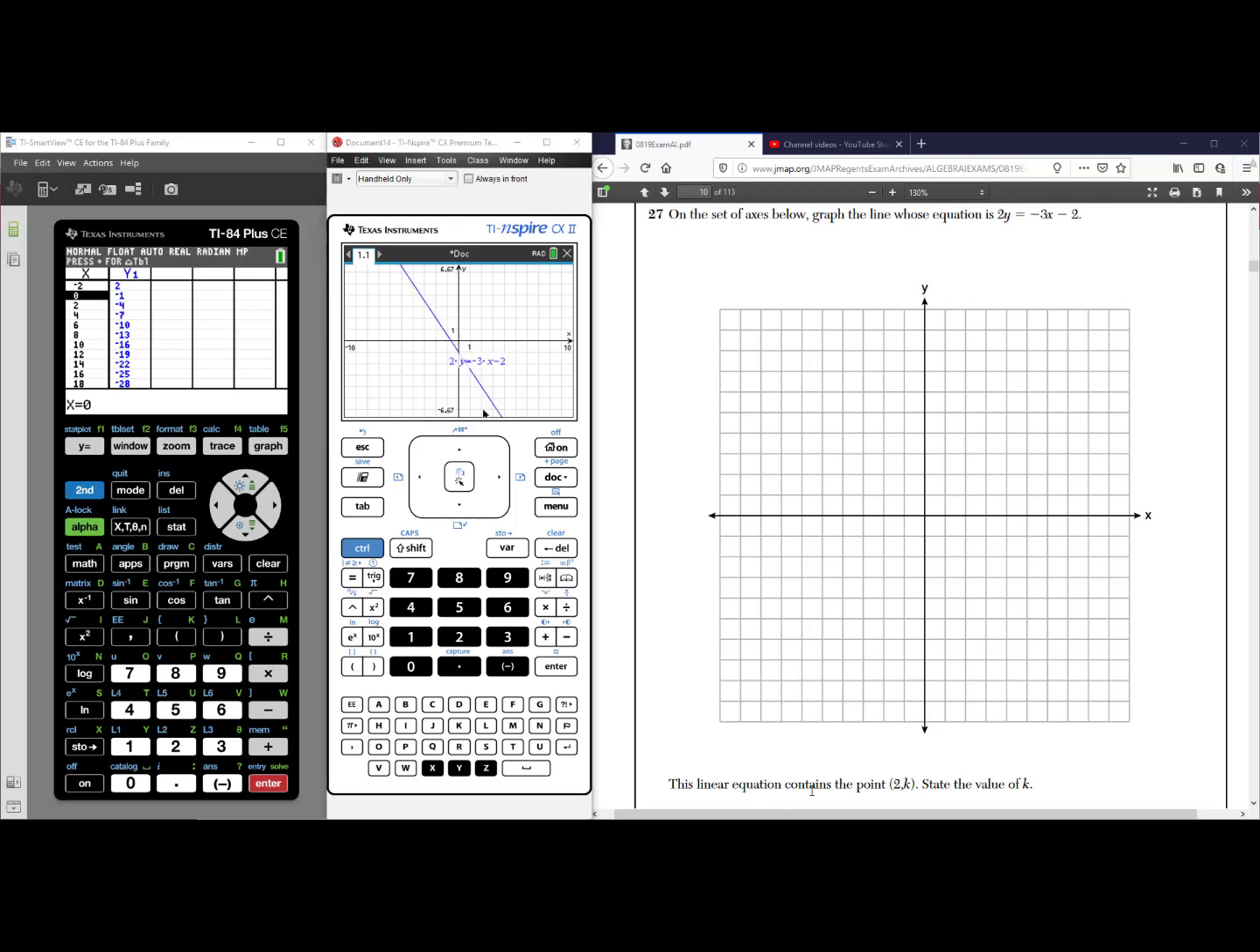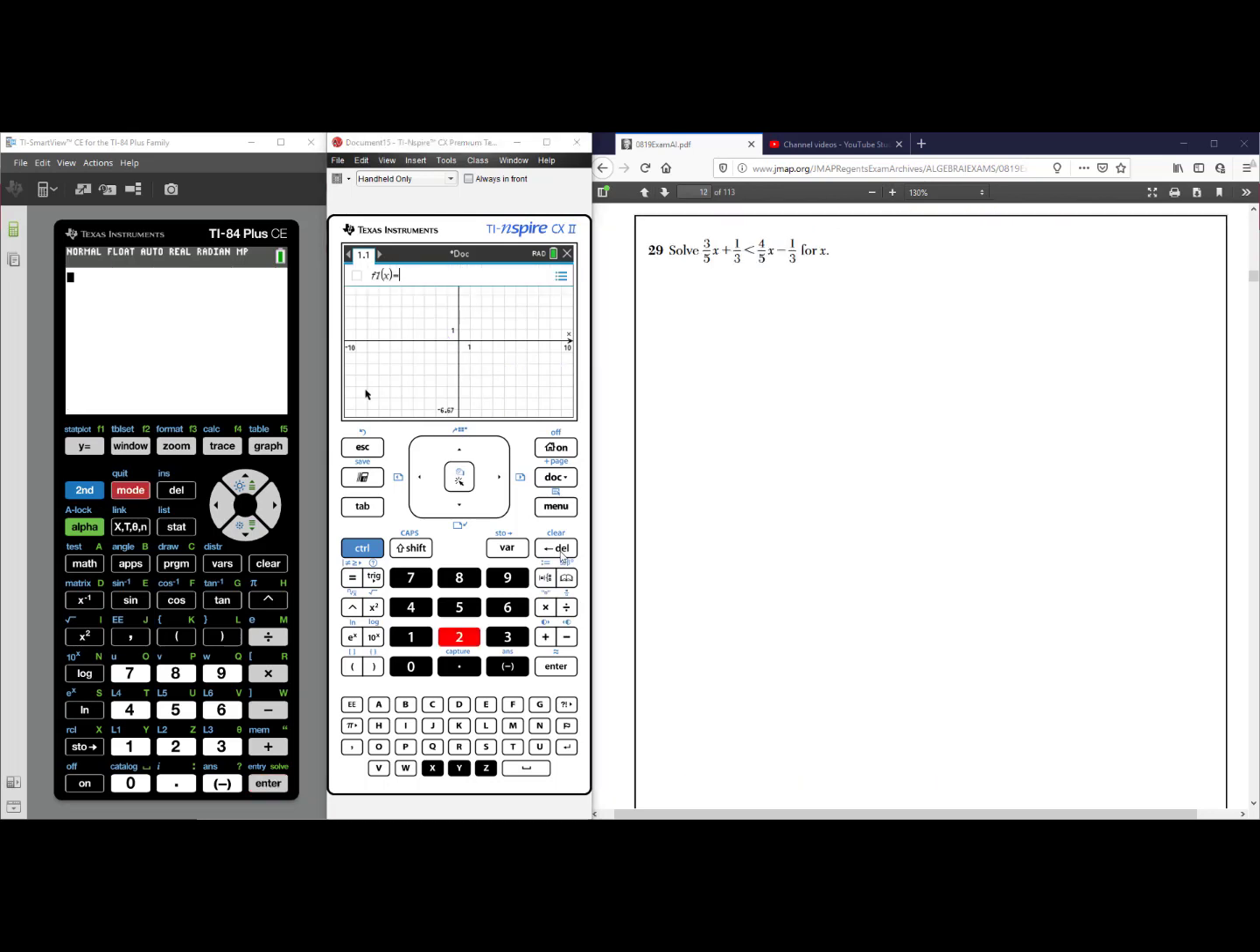For the second part of this problem, we have to find the y value when x is 2. From the table, when x is 2, y is -4. Looking at our graph, when x is 2, we can see the y value is -4.